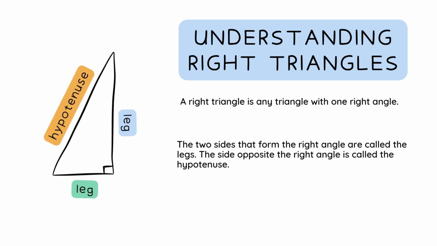A right triangle is any triangle with one right angle. The two sides that form the right angle are called the legs. The side opposite the right angle is called the hypotenuse.